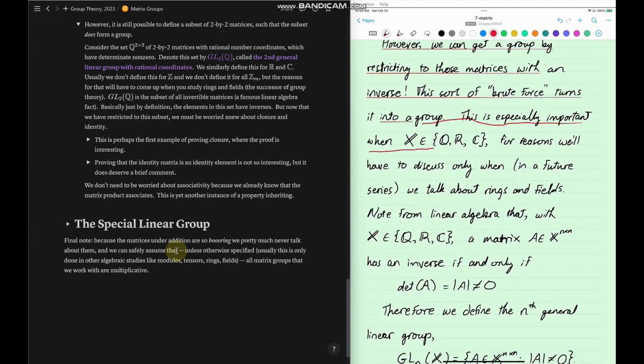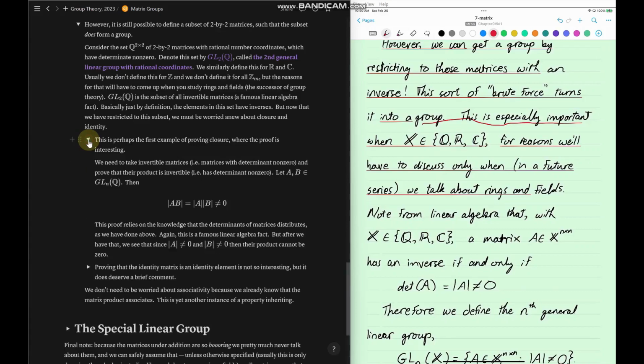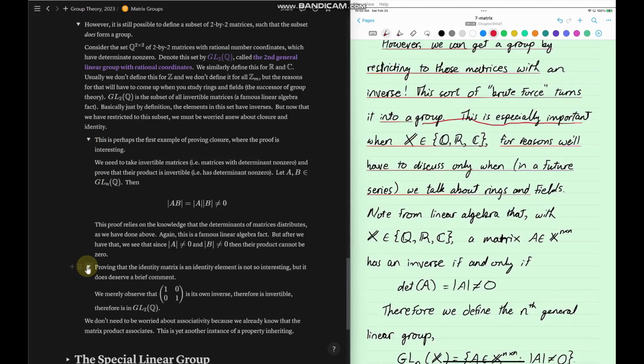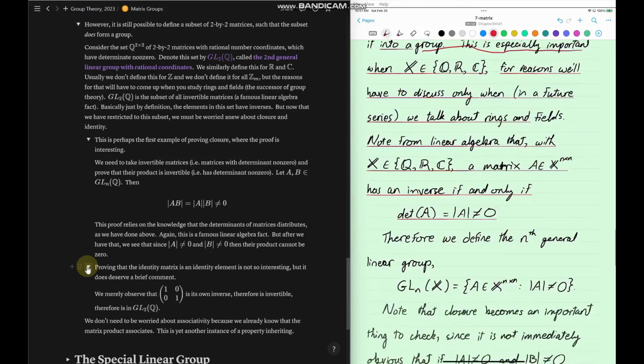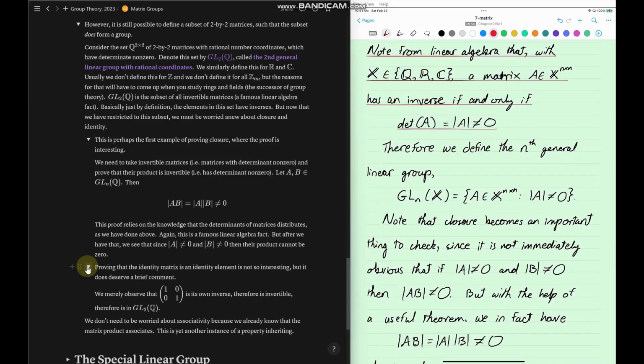This is especially important when X is among the number sets Q, R, or C, for reasons we'll have to discuss only when, in a future series, we talk about rings and fields. Note from linear algebra that with X in one of these number sets, a matrix in X to the n cross n has an inverse if and only if its determinant is non-zero. And we may write the determinant as det, or with absolute value bars surrounding the matrix.